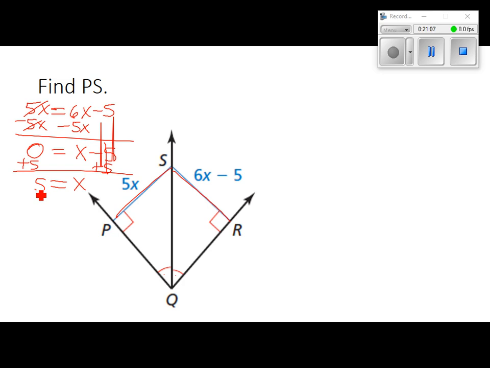5. They said find the length of segment PS. How are we going to find that? Plug 5 in. Plug it in right there. 5 times 5. What is 5 times 5? 25. How long is segment SR? 25. How long is segment PQ? Good answer.